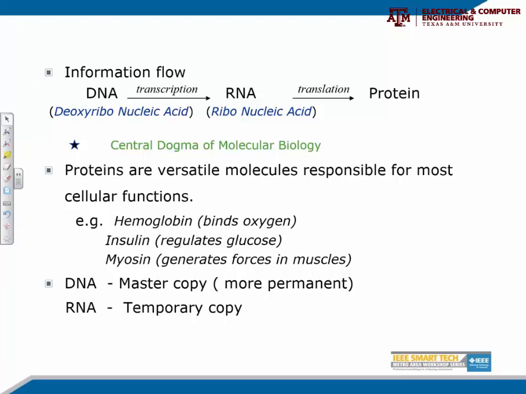Another example of a protein is insulin, which regulates the level of glucose in your blood. It basically controls the number of glucose transporters on the cell. Another example is myosin. That's the protein that generates forces in muscles. That's how you and I move, using our muscles.